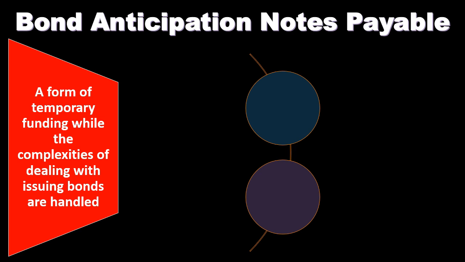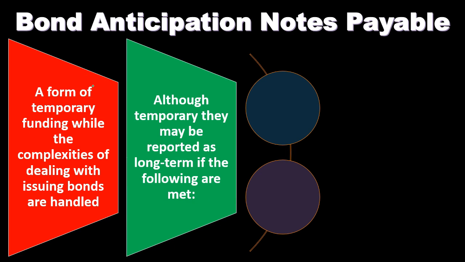We might want to start the construction project now, and therefore we might set up a bond anticipation note, anticipating the fact that we will be able to finance it with the issuance of a bond shortly. Therefore, the bond anticipation note payable is a form of temporary funding while the complexities of issuing the bond are handled. So we're going to say, hey, we need some short-term funding now. We're going to issue a bond. We'll have the bond payable soon. Right now, we need some funding to get started on the project.